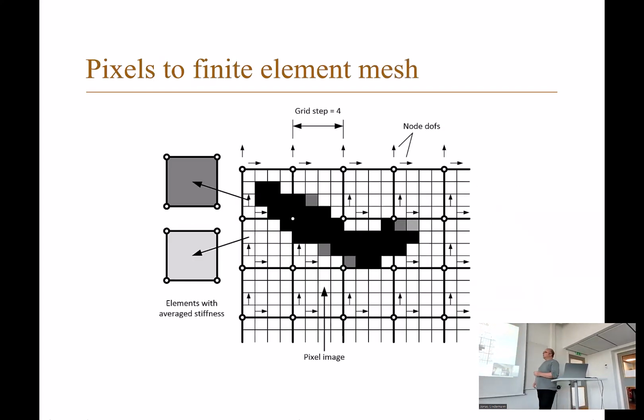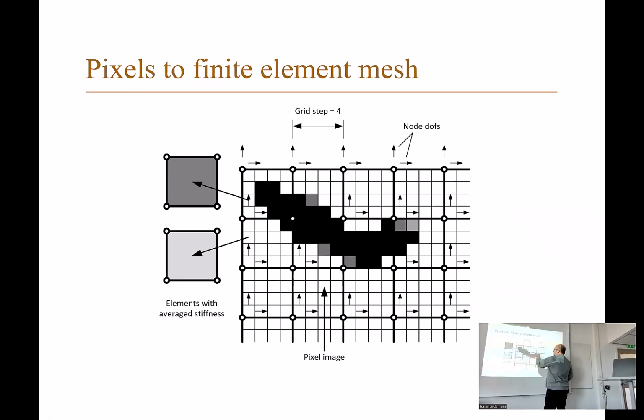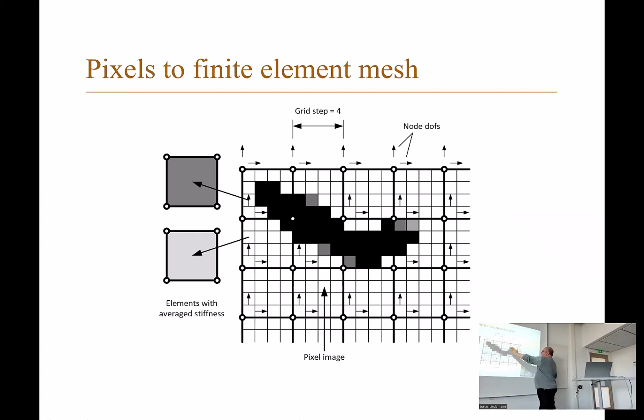So this is the element mesh here, and this is the method. It calculates how much of the pixels are inside this element, and then it averages the stiffness, depending on how much of the element is covered.